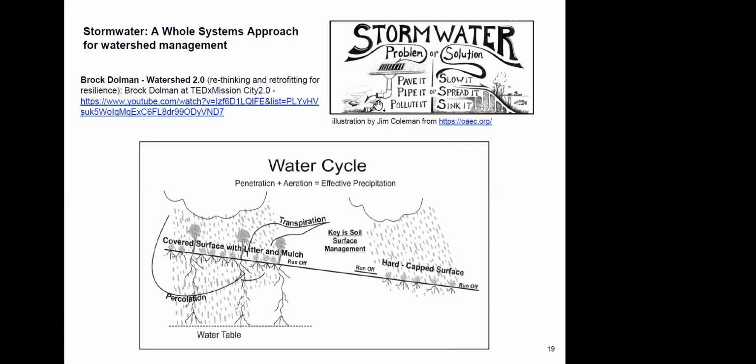And instead of having a closed system through swales and a living landscape where you slow down the water, you spread it, and you sink it. So this is a closed system here. And basically, this is what we're trying to do. If you've got a surface that's covered with litter and mulch, remember from the hydrological cycle, this is a full cycle. It allows full percolation. You recharge the water table.